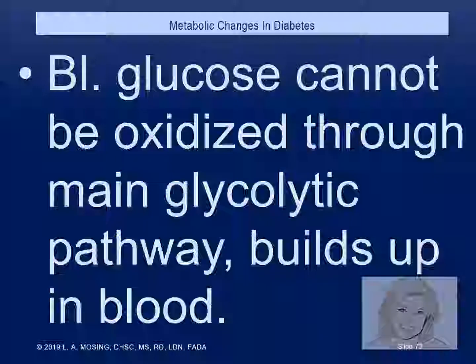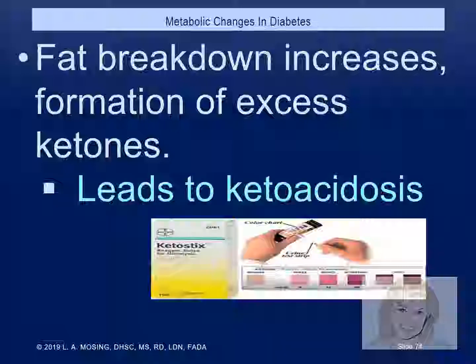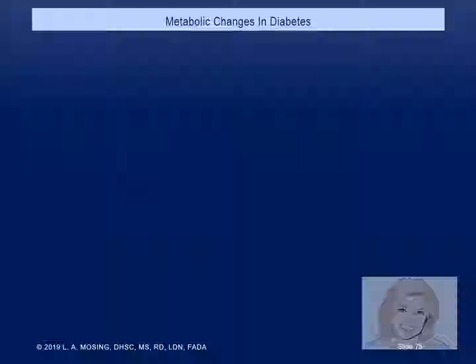If we're looking at the metabolic changes, remember blood glucose cannot be oxidized through the main glycolytic pathway. It would build up in the blood. Negative, right? So we also talked about, and we did carb and we did lipid, and we said carb is protein sparing. We also talked about ketosis because fat breakdown increases the formation of ketones, a negative state. You can test them with their little keto sticks, leading to ketoacidosis. Remember, Johnny had that fruity breath.